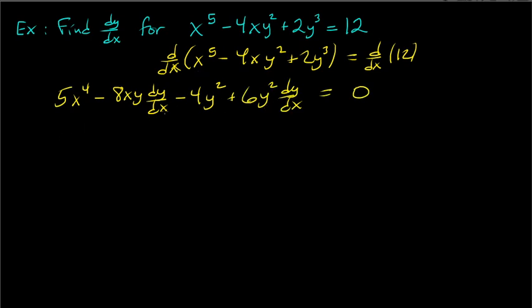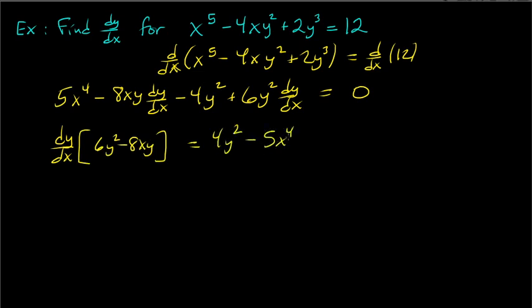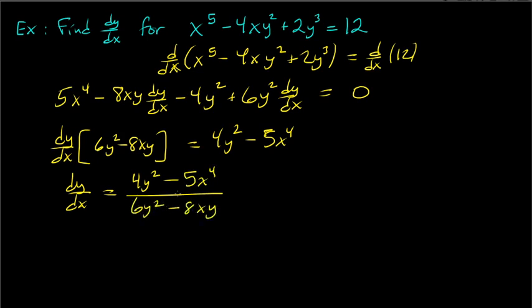So the rest is just algebra. Let's factor out the derivative of y here. You factor it out, you get 6y squared minus 8xy. And you add the 4y squared to both sides. You subtract the 5x to the 4 from both sides. That's a 5, not an s. And then just divide both sides by this factor. And you get that the derivative of y with respect to x is, I'll leave it the same way, 4y squared minus 5x to the 4, all divided by 6y squared minus 8xy.